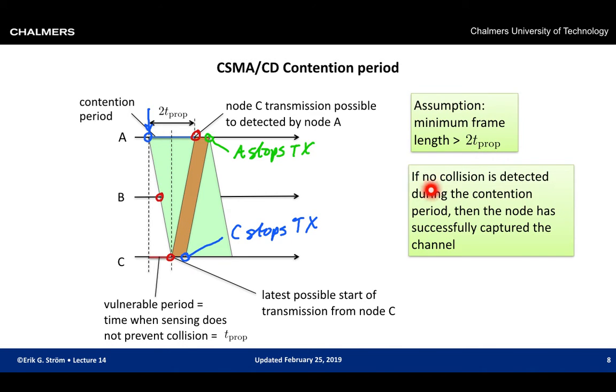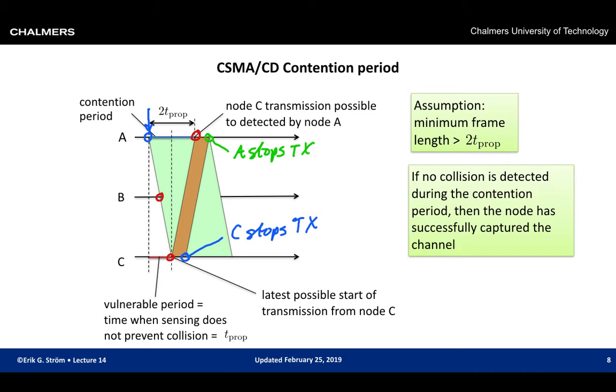Okay, now if there is no collision detected during this contention period, then the node knows that it has successfully captured the channel, so there will be no other activity on the channel as long as it transmits its frame. Okay, questions?